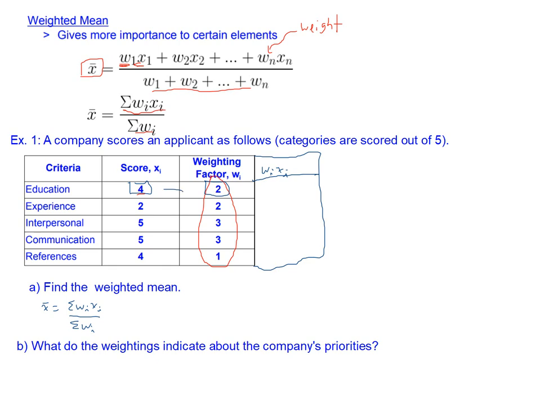Fairly straightforward to do here. 4 times 2 is 8. 2 times 2 is 4. We get a 15 here, a 15 here, and a 4 down here. Now we need to add all of these up. We need the sum of this column. So I'm just going to leave a little box down here for the sum. So that sums, I believe, to 42. So that's the sum, so that's the numerator of our mean. So that's a 42.